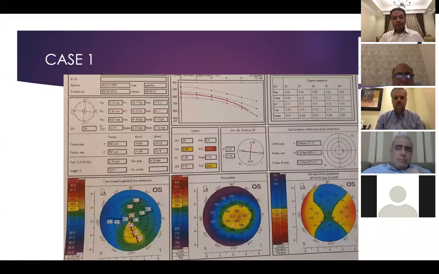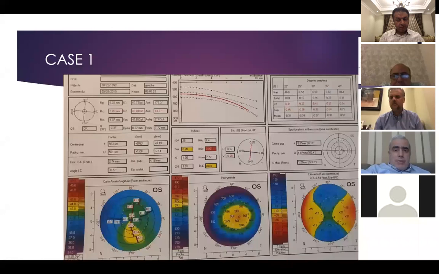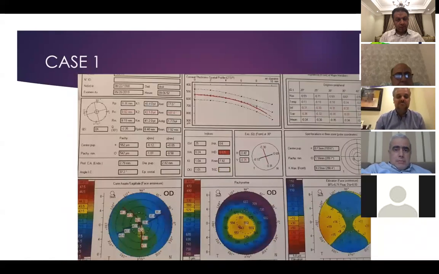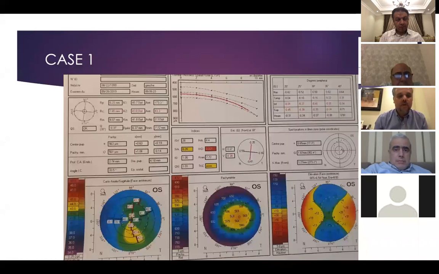So I actually don't go for LASIK for this case. It doesn't have a wide angle kappa also, Dr. Rifai? This is +6. This is maybe a small misalignment. No, the axis is not the same in both eyes, but there is asymmetry. It's vertical asymmetry.